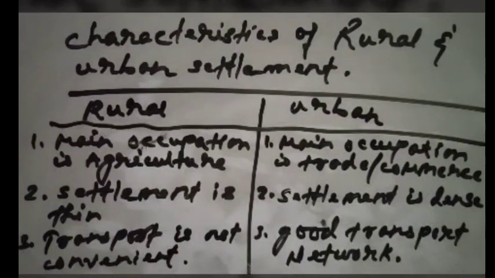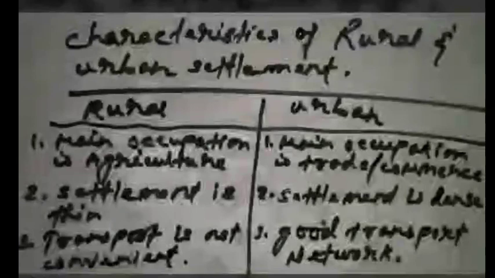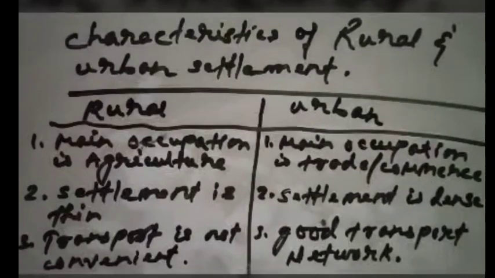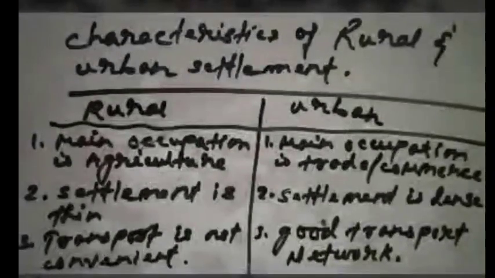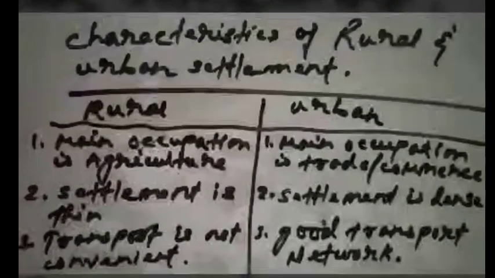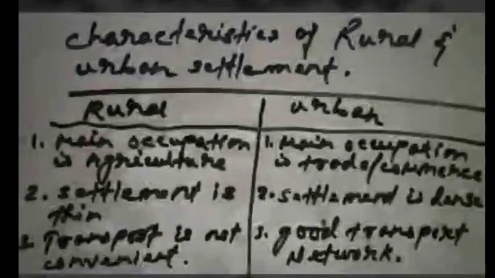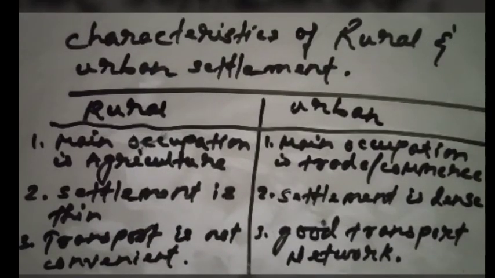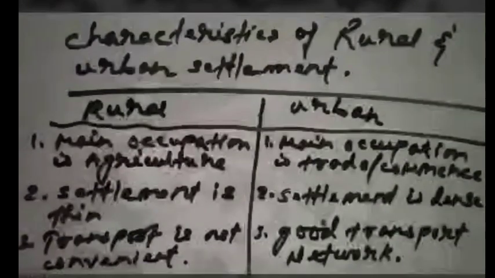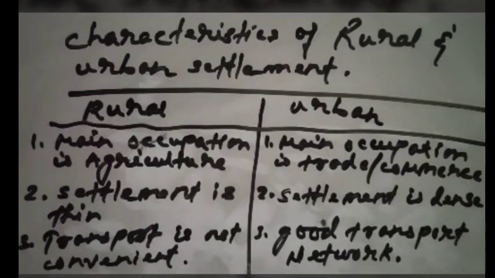Then in a village or rural settlement, transport is not very convenient. You'll not find many vehicles. But in the urban settlement, there is a good transport network. So these are a few characteristics that I've written down. The rest you can find in the book. Like even in urban settlement, you'll find many institutions, schools and colleges. Whereas in a village or rural settlement, you won't find many schools, or the number of institutions in rural areas is less compared to urban settlement. So these are the characteristics of rural and urban settlement.